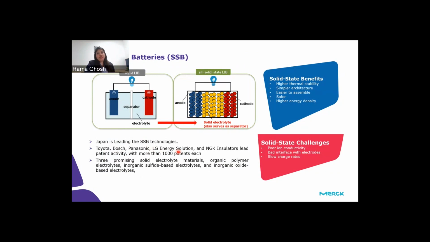Tesla is already using as well. Then Volkswagen. A lot of EV industries have already invested billions of dollars in solid state batteries. And these are the companies which have already highlighted and patented more than 1,000 each, like Toyota, Bosch, Panasonic on solid state batteries. You can say that is the potential market for solid state batteries as well.